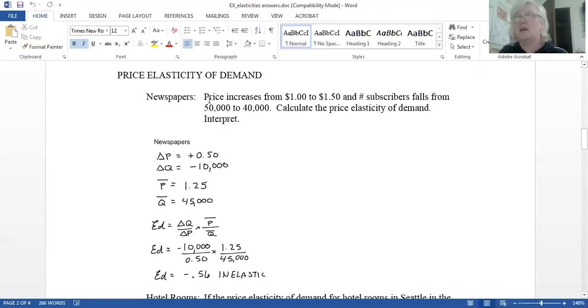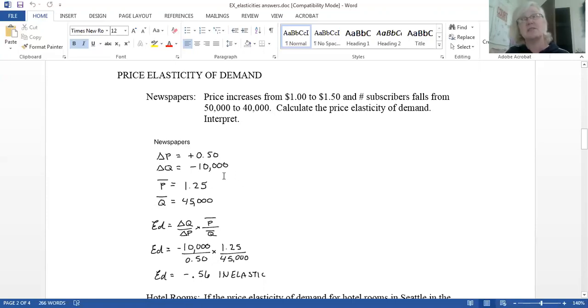And so in this case, price increases from $1 to $1.50. The first thing my brain registered was, oh, hey, it went up 50 cents. So I wrote down change in P equals plus 0.5, right? So there we go. Then I saw number of subscribers falls from 50,000 to 40,000. And again, my brain went, oh, hey, change in Q. My quantity fell 10,000, minus 10,000.